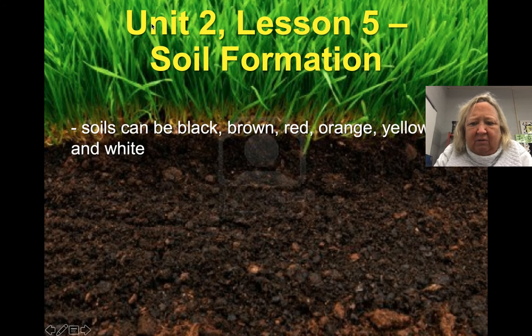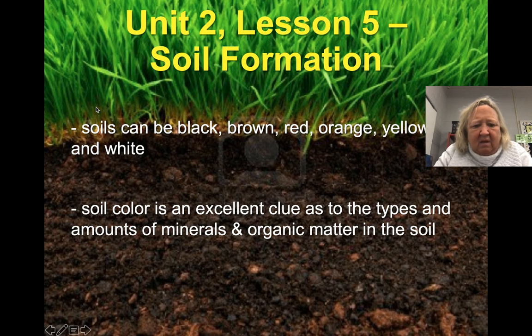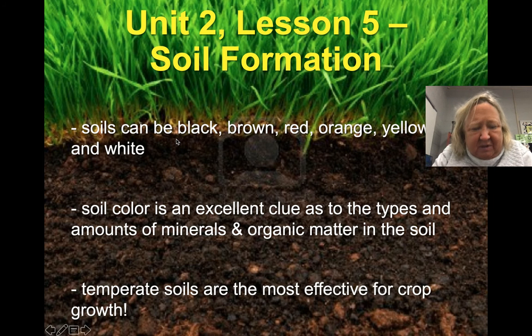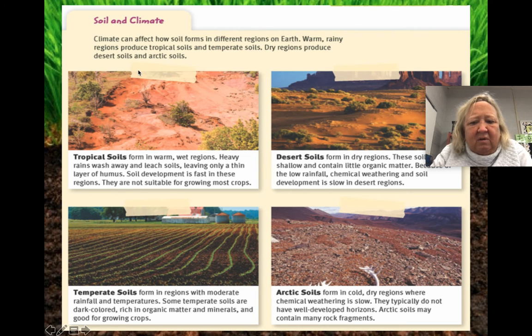All right, soil can be a variety of colors when you describe it: black, brown, red, orange, yellow, white, depending on, again, what it's made of. Soil color is a great clue as to what makes it up, as to the minerals and the organic matter. So temperate soils, which means the climate's a little warmer, some water, some rain, not a ton, are the most effective for crop growth.